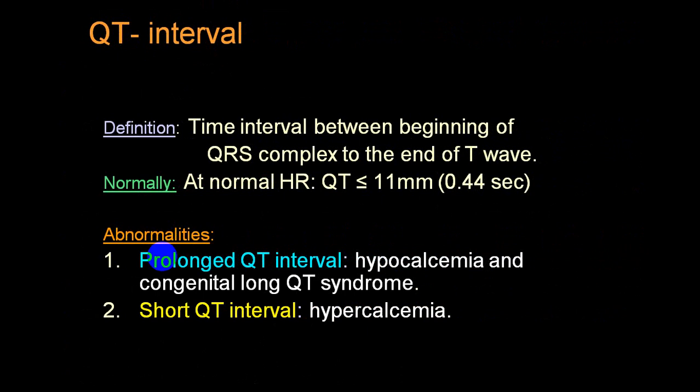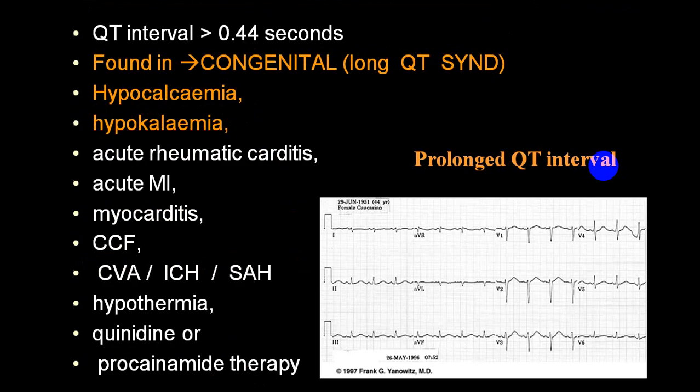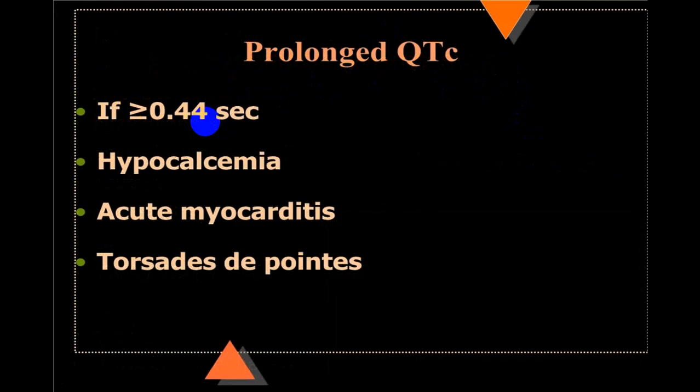So prolonged QT, classical examples are hypocalcemia and congenital long QT syndrome. While short QT is very classically seen in hypercalcemia. Once in a while you will see this case because of excess of calcium in your blood, particularly in hyperparathyroidism. In hyperparathyroidism, you will have hypercalcemia. So more than 0.44, classical examples of QT prolongation: hypocalcemia, acute myocarditis, torsades de pointes. These are the conditions, and we also call congenital QT prolongation. So also add congenital long QT, hypocalcemia, hypokalemia, acute myocarditis and torsades de pointes.